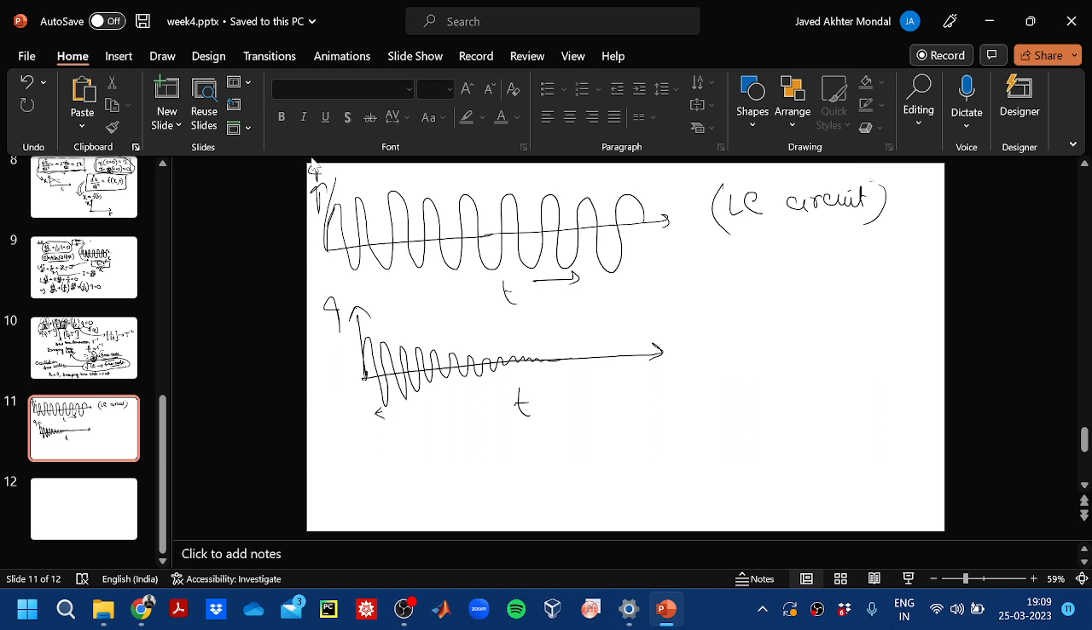So these are basically oscillation time scales, and it is of the order of root LC, the oscillation time scale. So it is root LC, and this corresponds to the damping time scale. So this damping time scale is L by R.